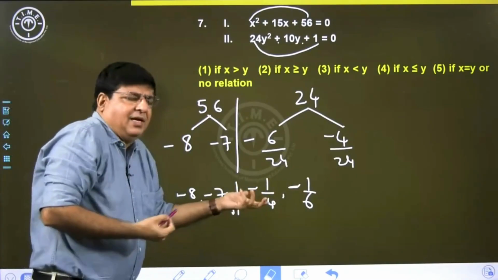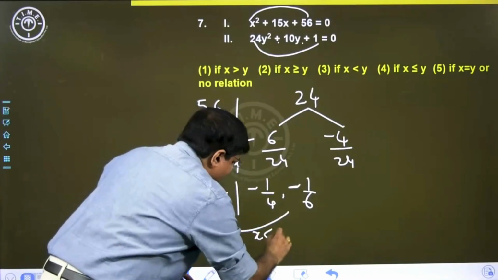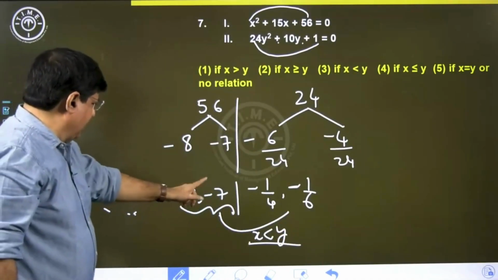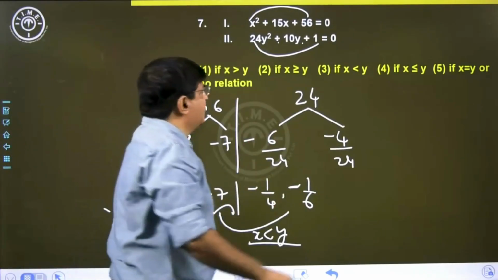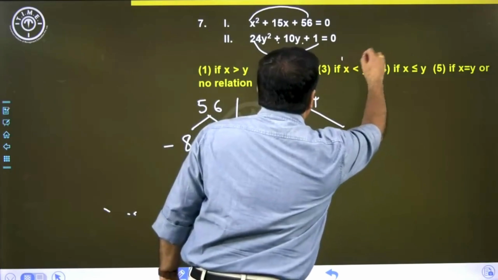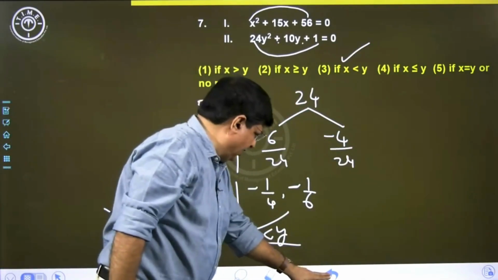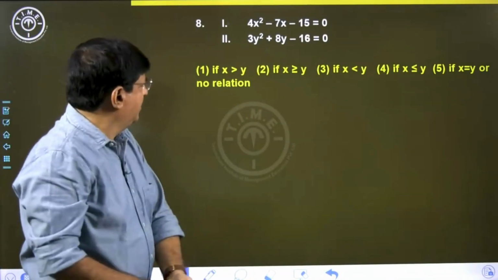And when you put a minus here, obviously this one is much lesser than this. So x is less than y. Am I correct? Yes, minus 8, minus 7, much lesser than minus 1 by 4 and minus 1 by 6, x less than y. Option 3 is your answer. Next, question number 8.